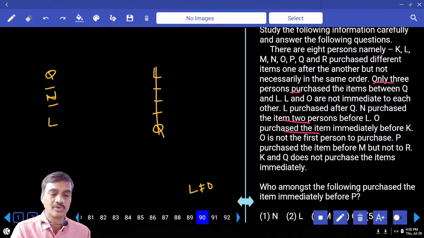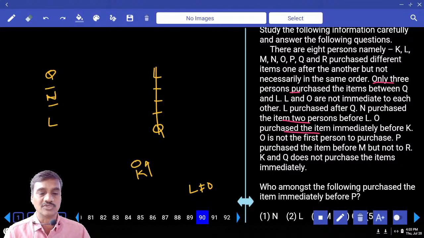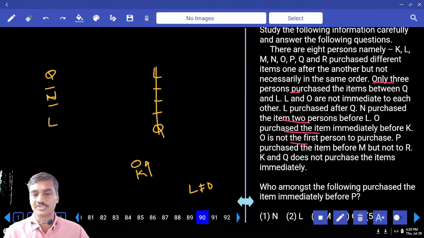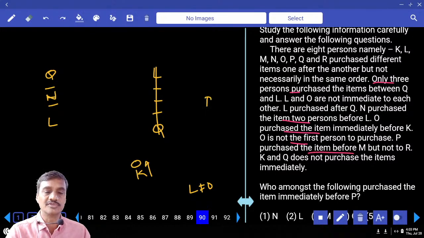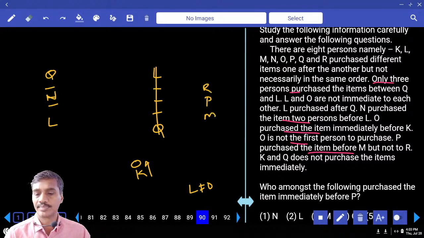Where is O? O is immediately before K. O and K must be together. As O and K must be together, and O is not the first person to purchase, P purchased the item before M but after R. Now this P is before M but after this R. And K and Q do not purchase the items immediately, K and Q are not adjacent to each other.